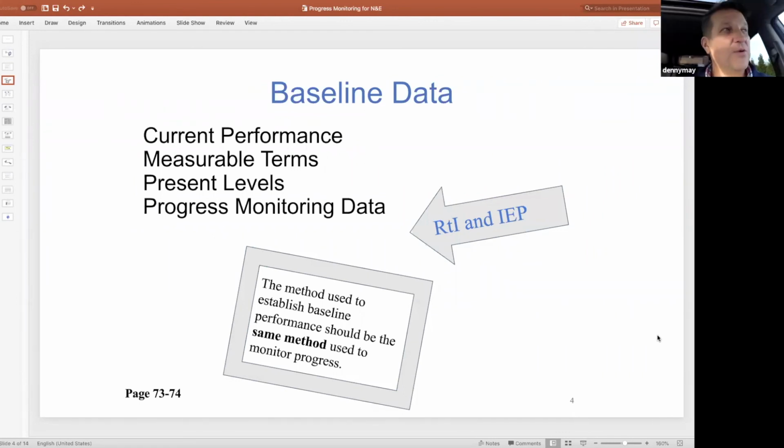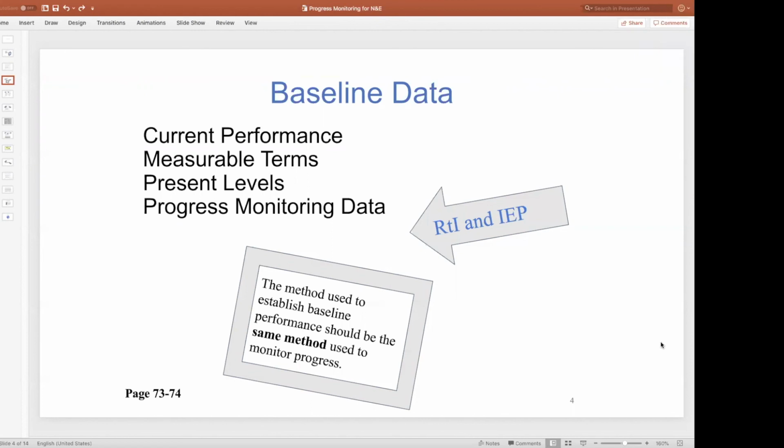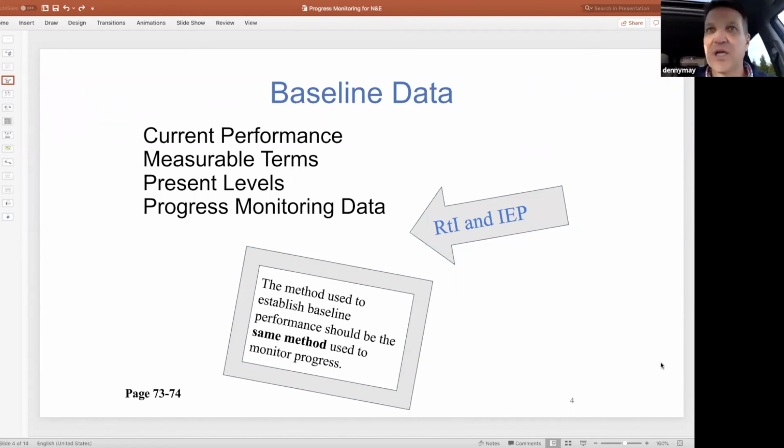I think you have to be really, really intentional about what the baseline is on that particular skill. Sometimes those achievement tests will give you a score, but that's not necessarily the baseline. So the thing about it is you're going to have to embed a measurement tool in your goal.